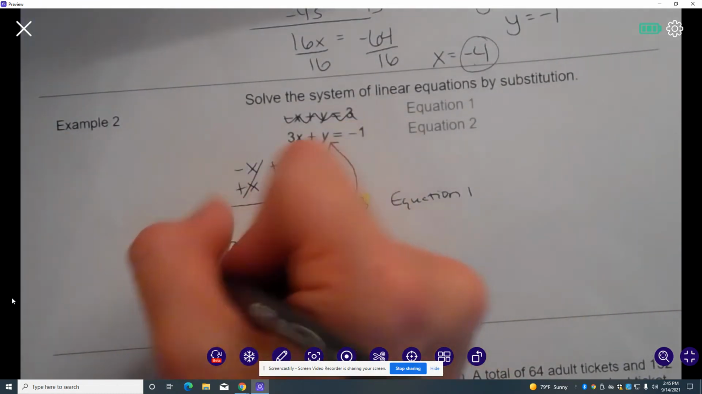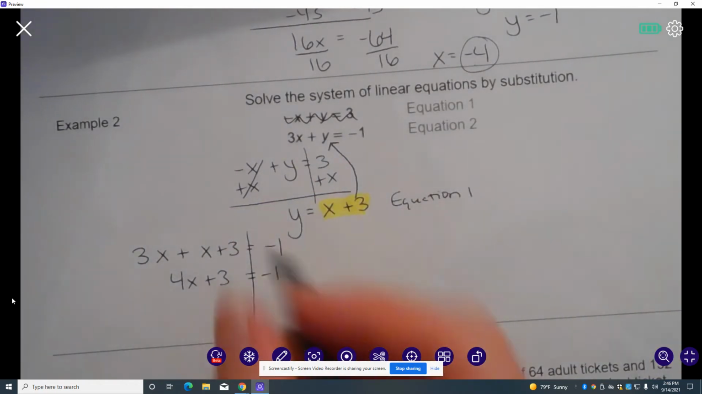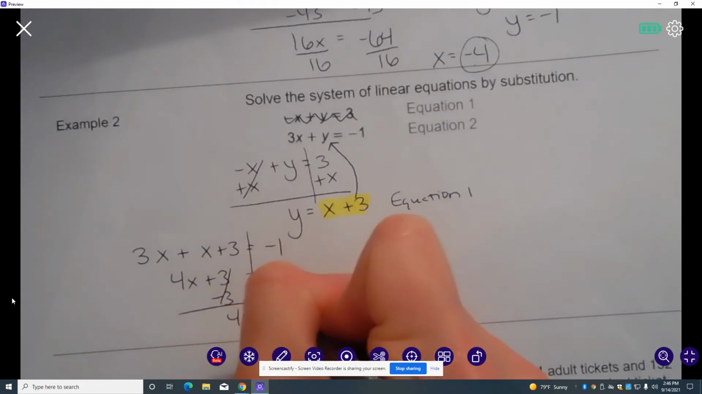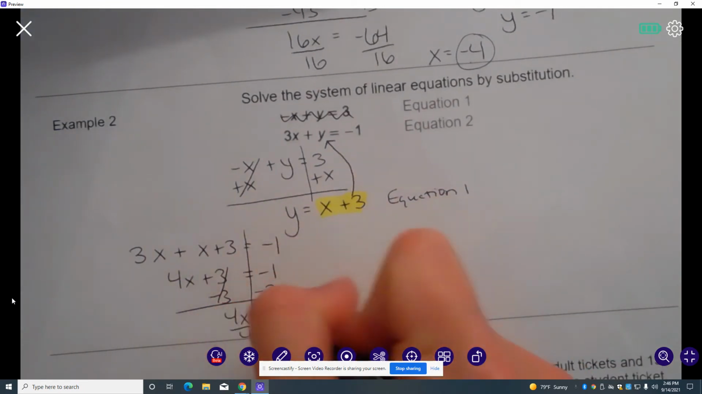I have some like terms. Subtract 3 on both sides. Divide both sides by 4. I get x is equal to negative 1.